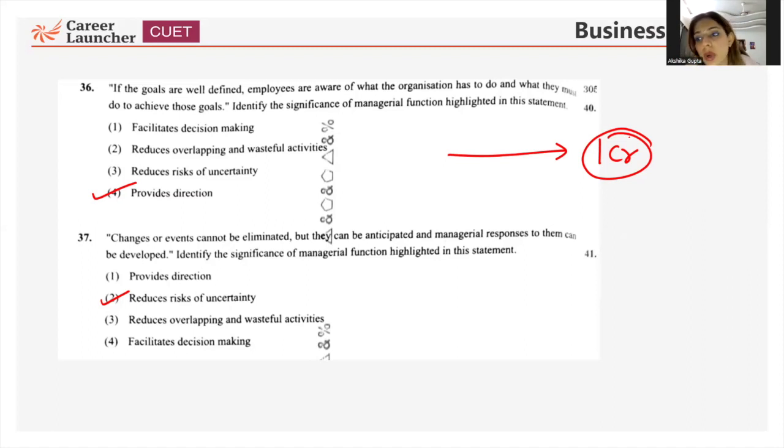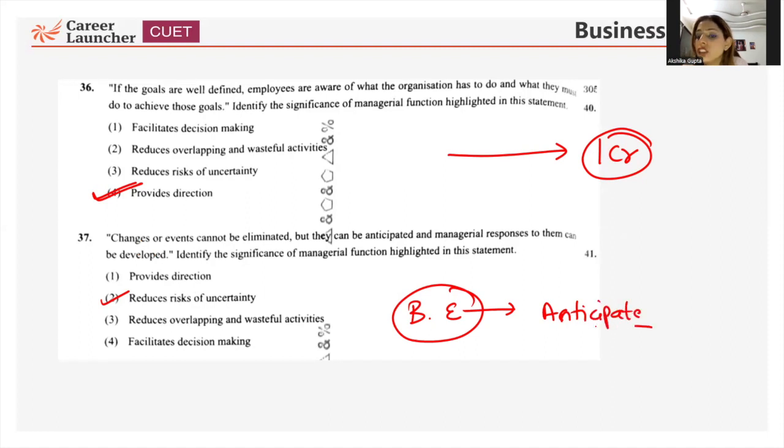So everybody knows what direction or target they are going to achieve and what work they have to do to achieve this target, so that it provides direction. Then changes: we all know that the future is unpredictable and cannot be predicted, but with the help of the business environment, that is, scanning the business environment, we can anticipate the changes that are happening. That means we can get an idea of what changes can happen. So it reduces the risk of uncertainty.